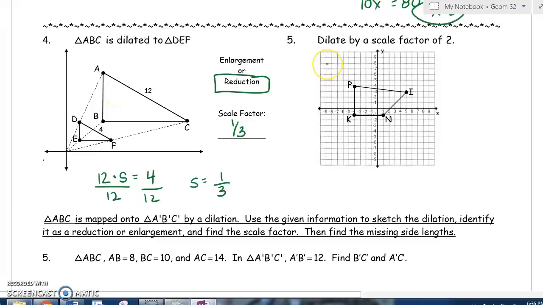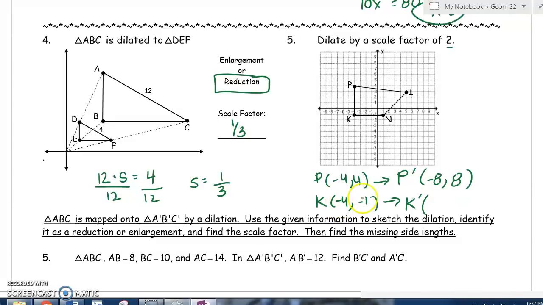All right, number 5, we did this 2 days ago as well. Dilate by a scale factor of 2. P is located at (-4, 4). You're going to multiply both of these numbers by 2, so P prime is going to end up at (-8, 8). K is located at (-4, -1), and you multiply those both by positive 2 and get (-8, -2). We'll plot those in a little bit.